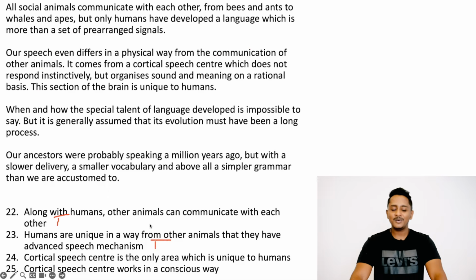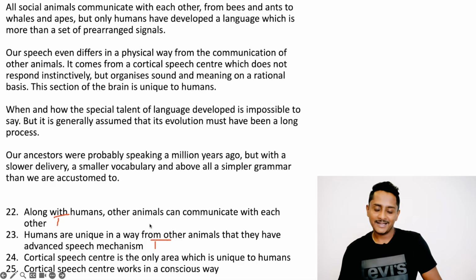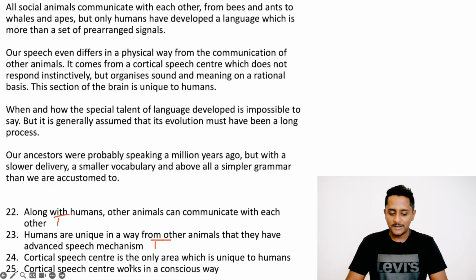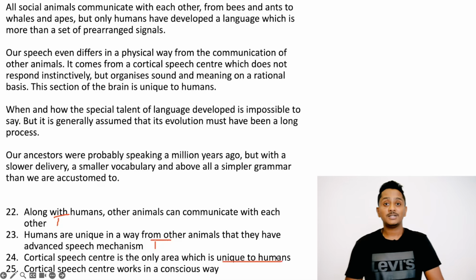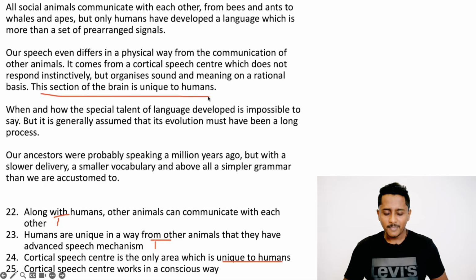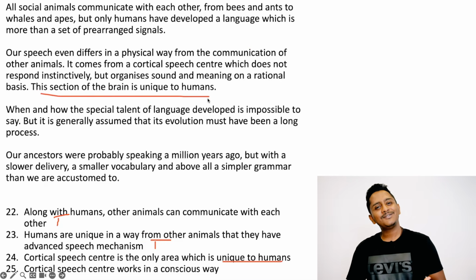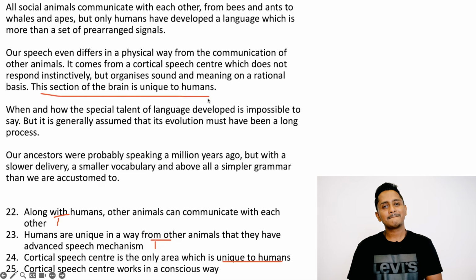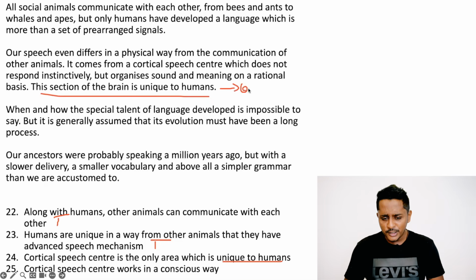But the 24th one is the tricky one. If you really want to score full marks, you have to get this right. Cortical speech center is the only area which is unique to humans. Many write true. Cortical speech center is unique to humans, yes. But is this the only area which is unique to humans? There could be a lot of other areas. We don't know. Nothing is mentioned about whether this is the only area.